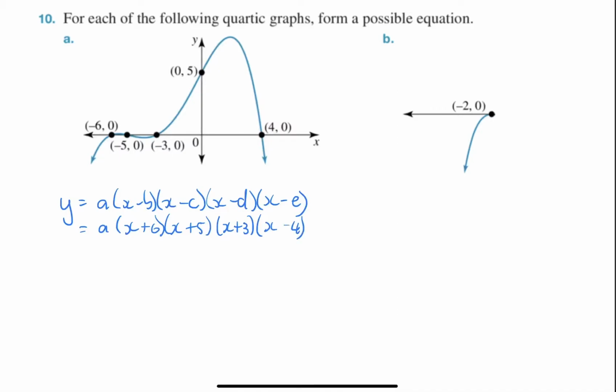I still don't know what a is. So to find the value of a, I'm going to look at another point. I need another point on the graph, and they give us (0, 5) in this case. They can give you any value. So what I can do is substitute the y value in here and the x value in there, put in the x values, and then I can find the value of a.